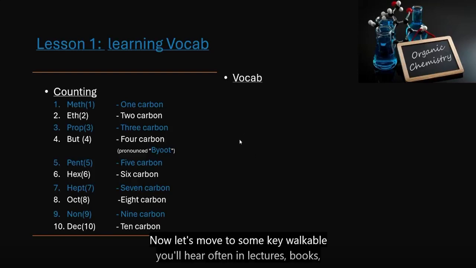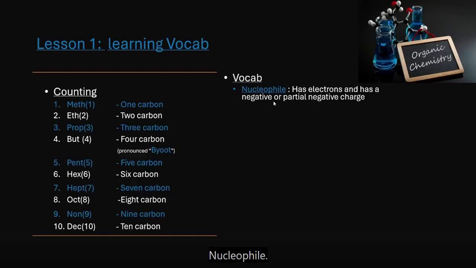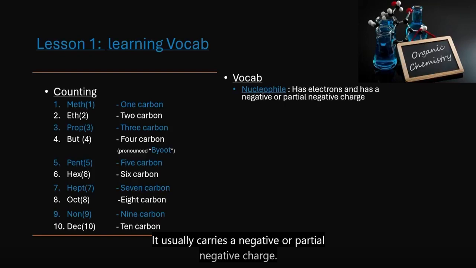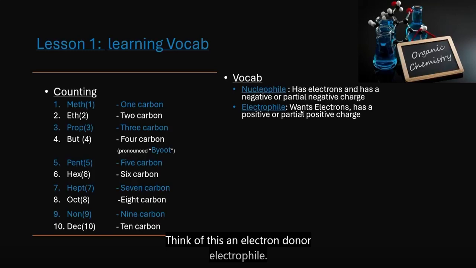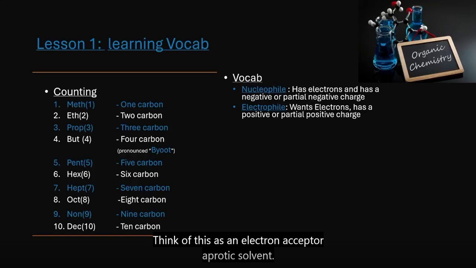Now let's move to some key vocabulary you will hear often in lectures, books, and exams. Let's go through them quickly. Nucleophile. A nucleophile is a species that has electrons to give. It usually carries a negative or partial negative charge. Think of this as an electron donor. Electrophile. It wants electrons. It is the opposite of a nucleophile. It has a positive or partial positive charge. Think of this as an electron acceptor.